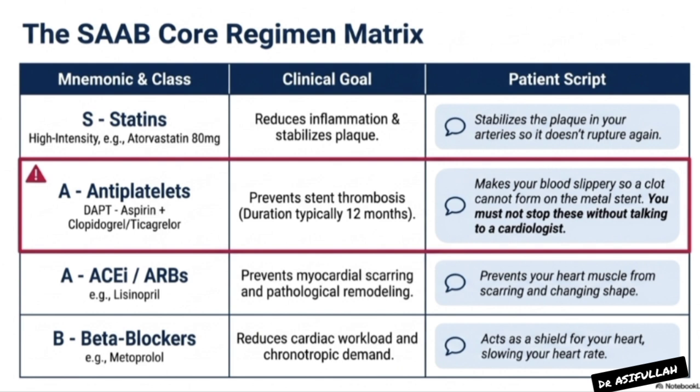Antiplatelets prevent stent thrombosis, may be used for 12 months, and you tell your patient it makes your blood slippery and thin so a clot cannot form on the metal stent. You must not stop these without talking to a cardiologist. ACE inhibitors or ARBs prevent myocardial scarring and pathological remodeling. You tell the patient that they prevent your heart muscle from scarring and changing shape.